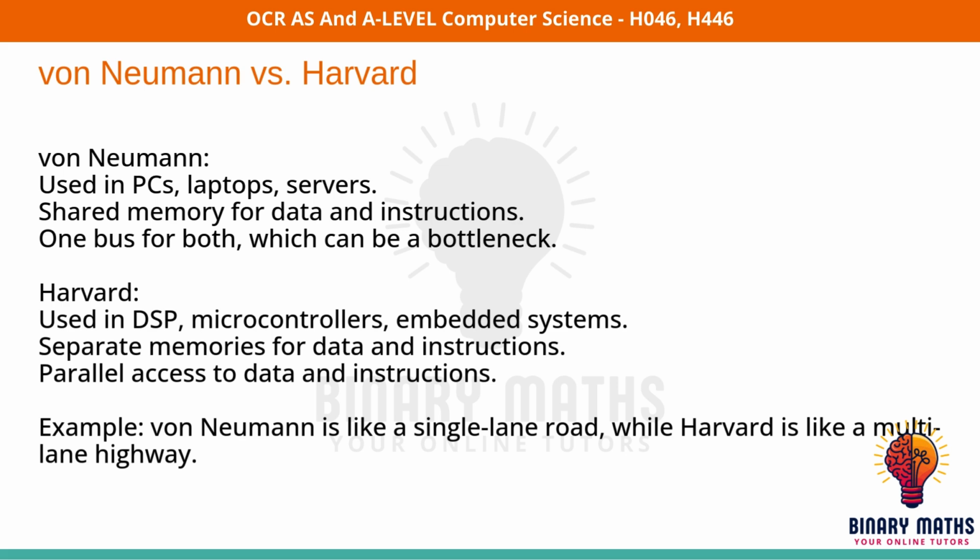Let's compare the two architectures. So for von Neumann, it's used in PCs, laptops, and servers. There's a shared memory for data and instructions, but there is one bus for both, which can be a bottleneck. The Harvard architecture, on the other hand, is used in DSP, microcontrollers, and embedded systems, with separate memories for data and instructions, and parallel access to data and instructions. Think of von Neumann as a single lane road and Harvard as a multi lane highway.